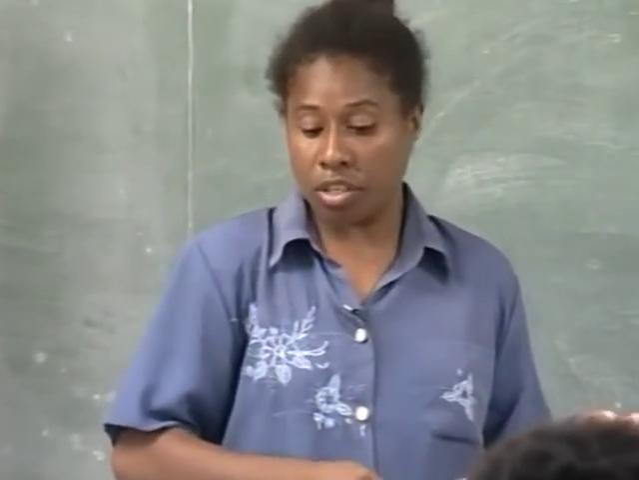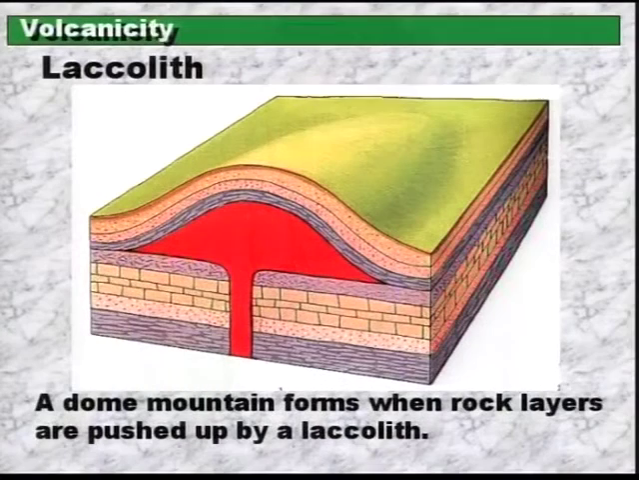A Laccolith on its own, note, a dome mountain forms when rock layers are actually pushed up by a Laccolith, similar to what is shown here. So here we're looking at that feature on its own now, not with the other features.